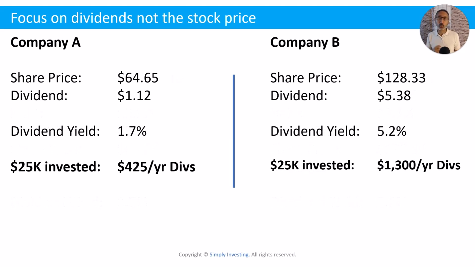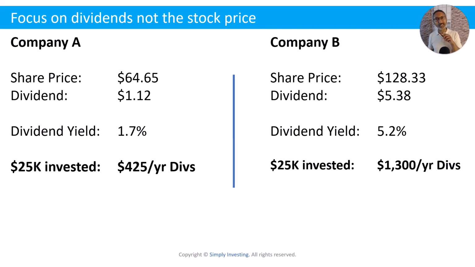For example, if you had $25,000 to invest and you put that in Company A, you would expect to receive $425 a year in dividends. If you put the same $25,000 in Company B, even though the stock price is double, you would earn $1,300 a year in dividends. So all things considered equal, Company B is going to be a much better investment because it is going to provide you with a higher return, regardless of the stock price.